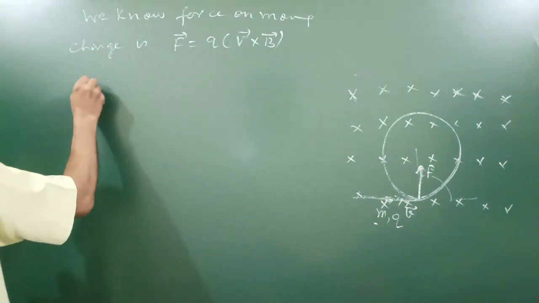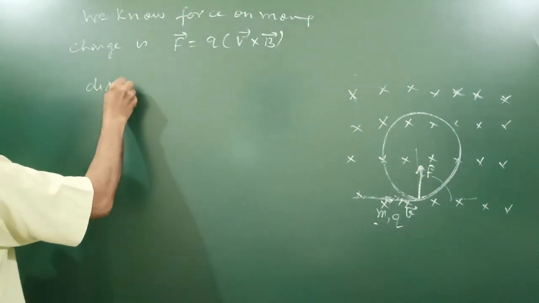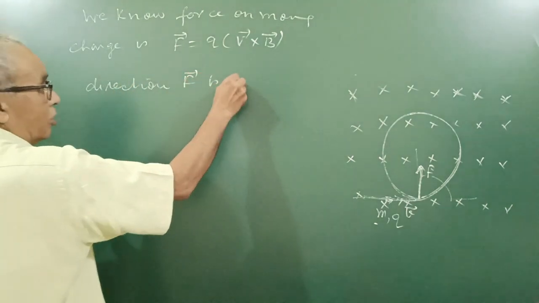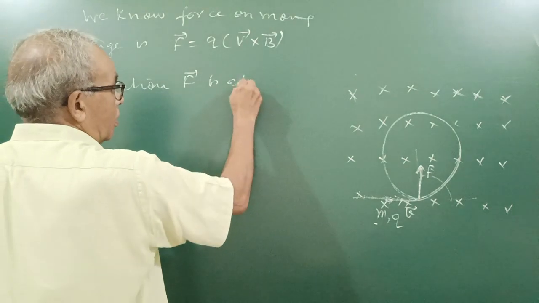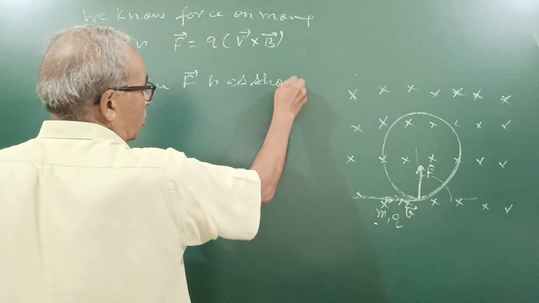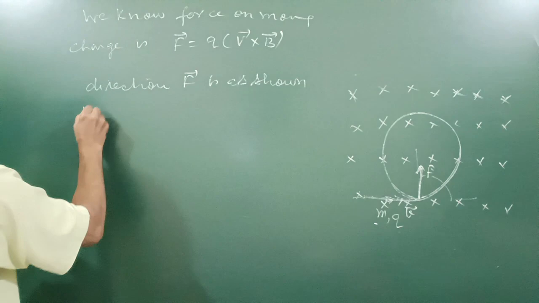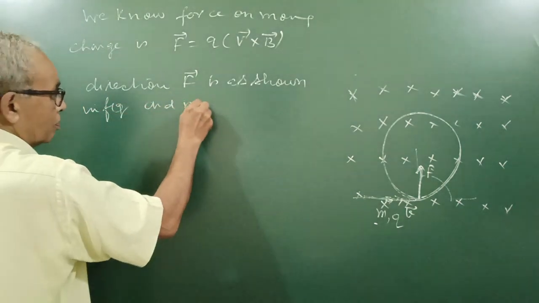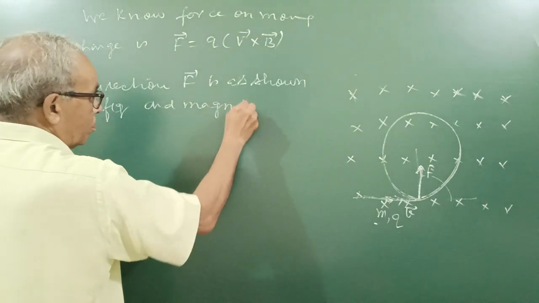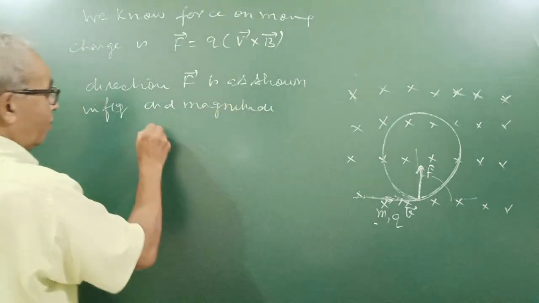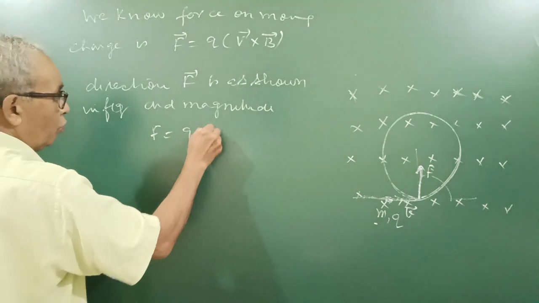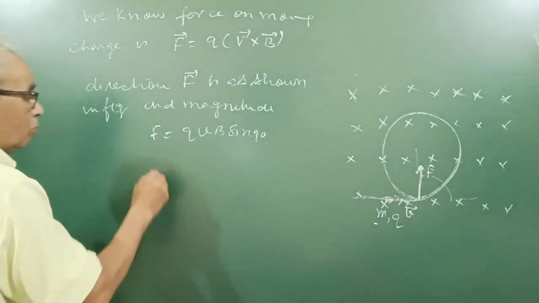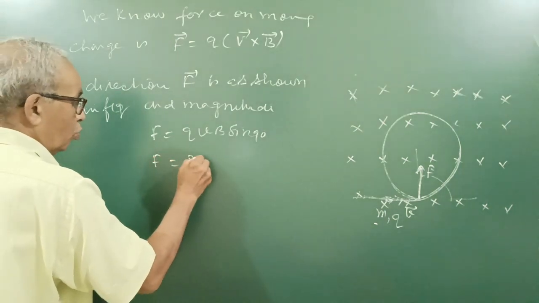So the direction of F is as shown in the figure, and the magnitude of F is equal to qvB sin 90, because v is perpendicular to B. So F is equal to qvB.